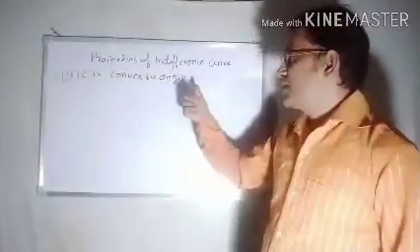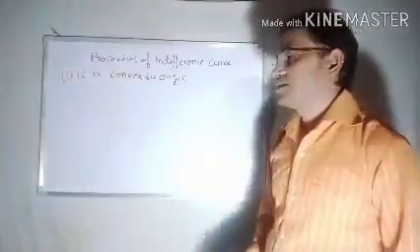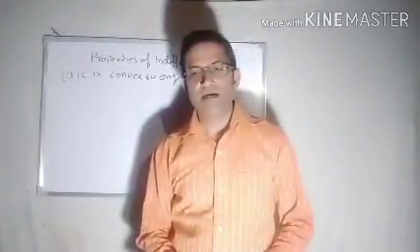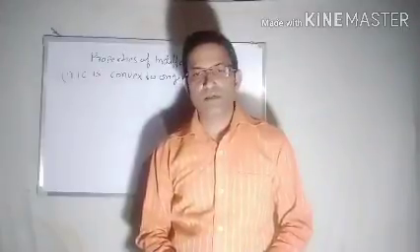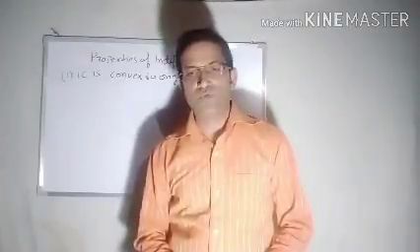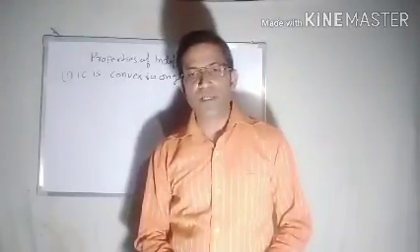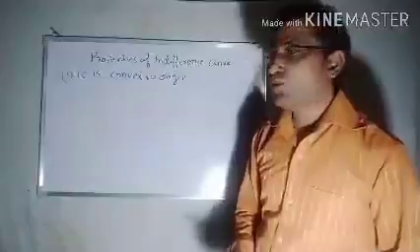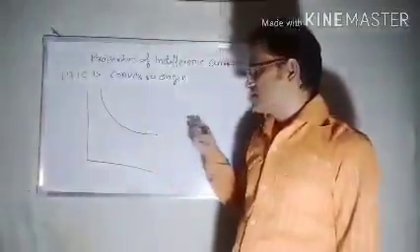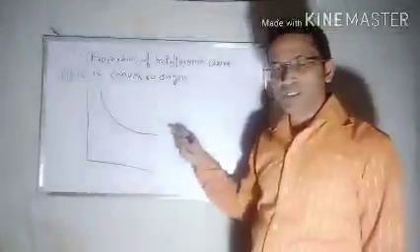Now the next property is that IC is convex to origin. Convex to origin means that the slope of the IC tends to decline as we move along the IC from left to right. When we move left to right, the IC declines. That is convex to origin.